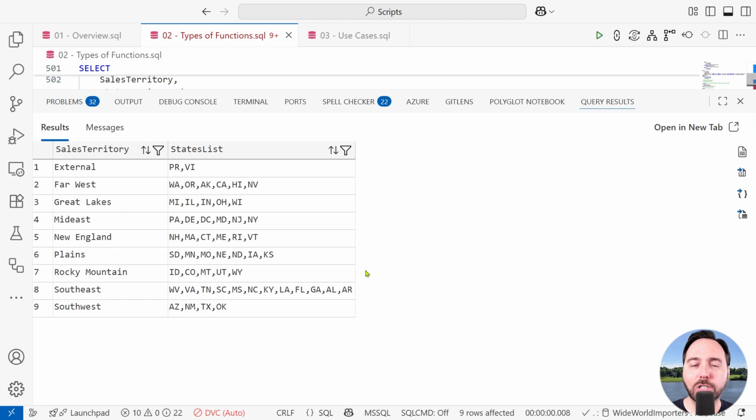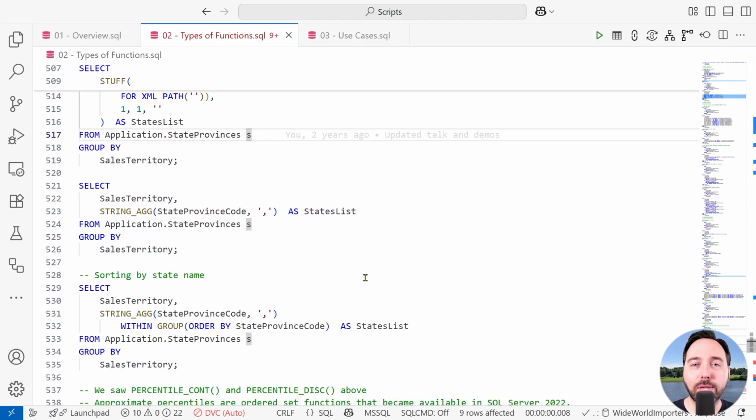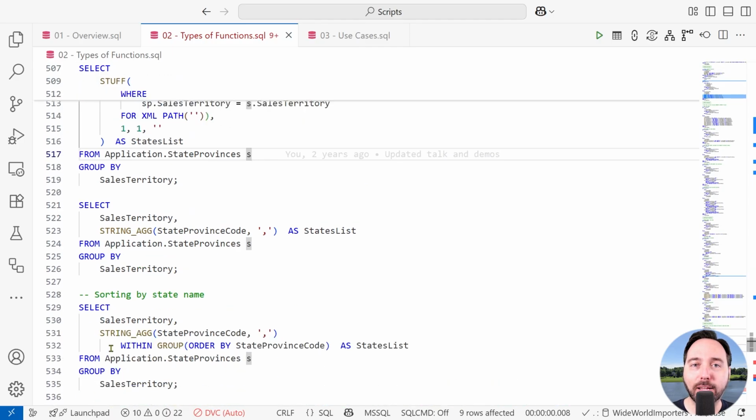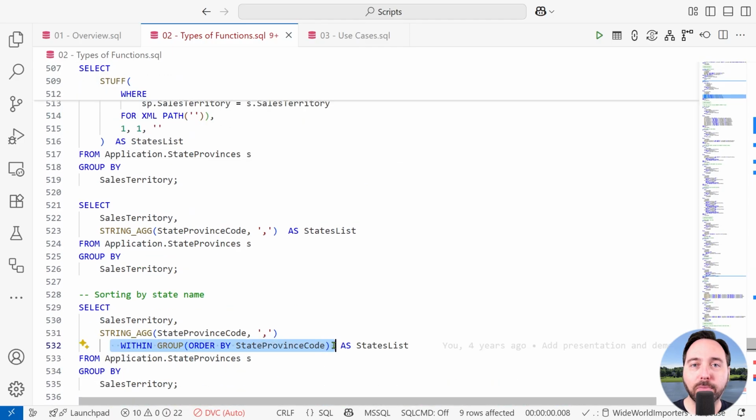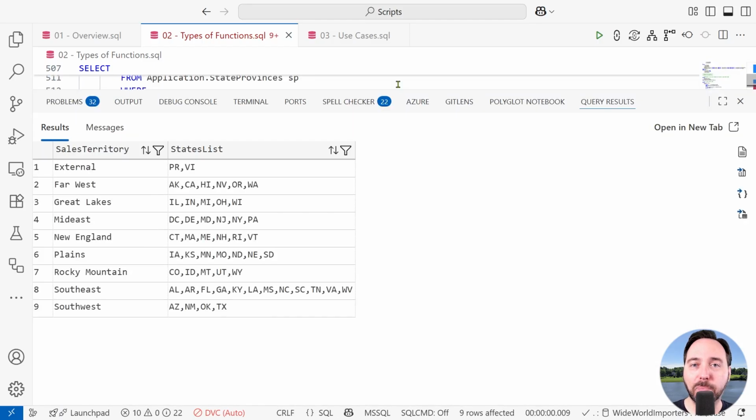Now suppose that I want to sort the states within a territory in alphabetical order. I can do so easily using the ordered set syntax, which is the WITHIN GROUP operator. Inside of each sales territory grouping, I want to order my results by state province code before aggregating the string and concatenating each element with a comma. If we run this new query, we can see the states show up in alphabetical order within a sales territory.